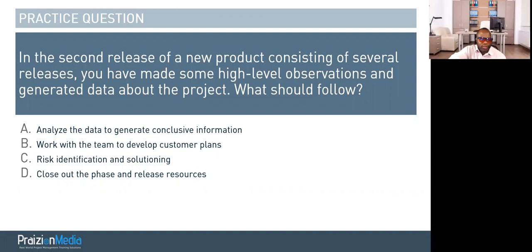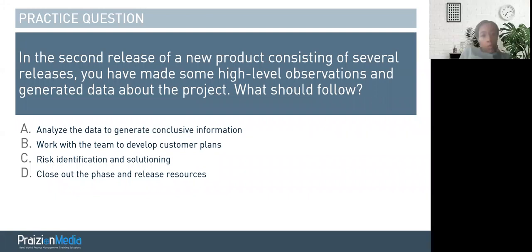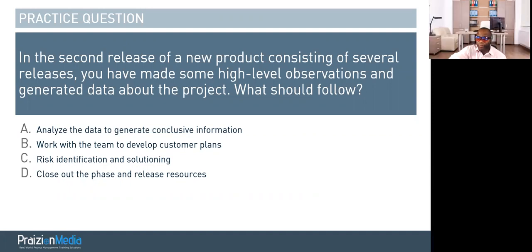I hope you've made some conclusions because I gave you quite a bit of time. Let's go ahead and end the poll and let's share the results. So taking a look at this, my friends, this is talking about a well-known output. Who guessed which output it was? What's it called? You mean work performance information? You got it. So when we talk about high-level observations and generated data, that data is a raw observation that needs analysis. So what should follow is you need work performance information.